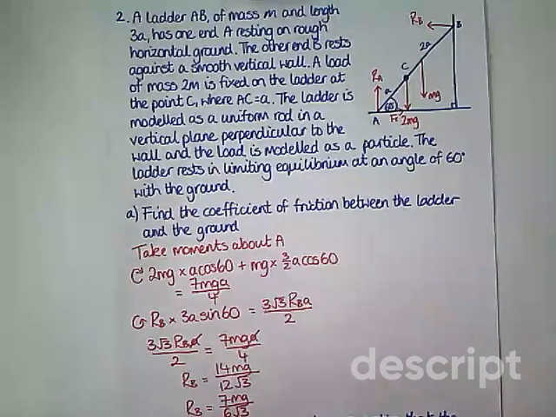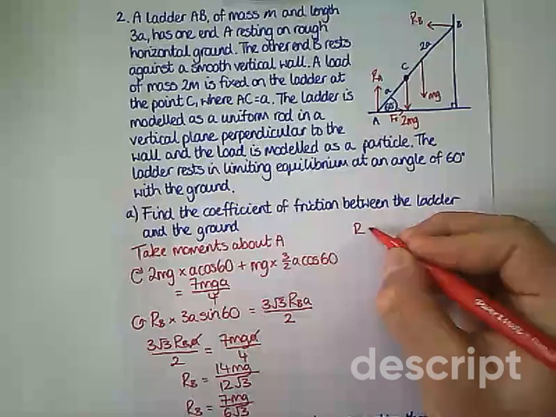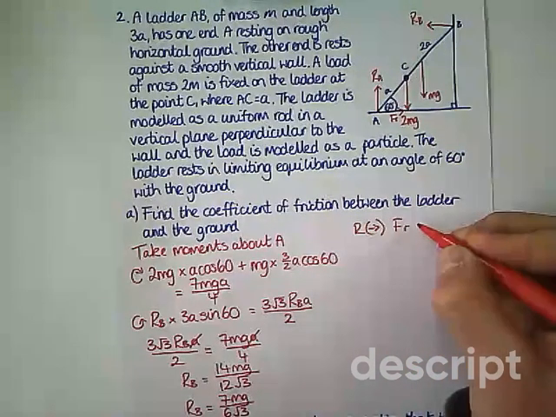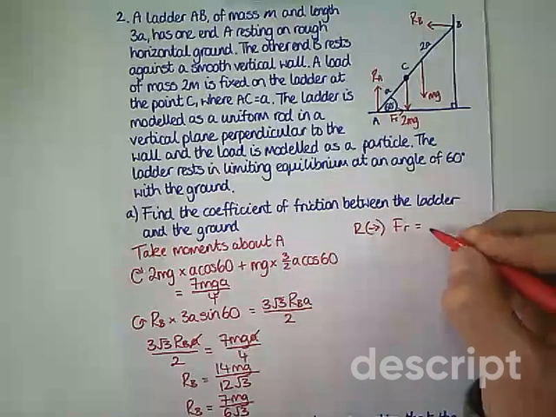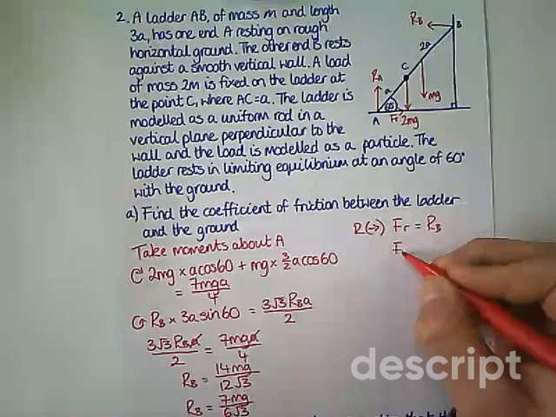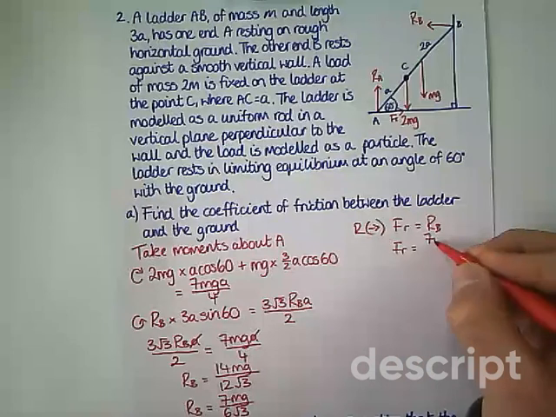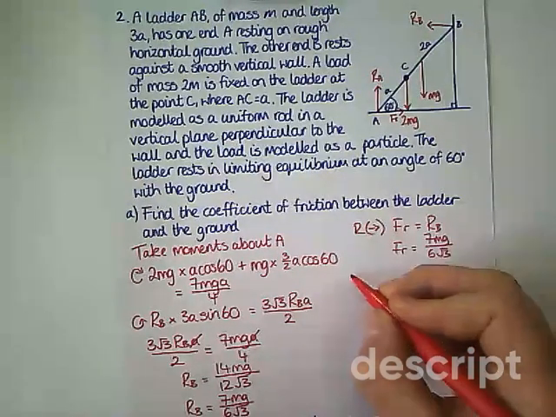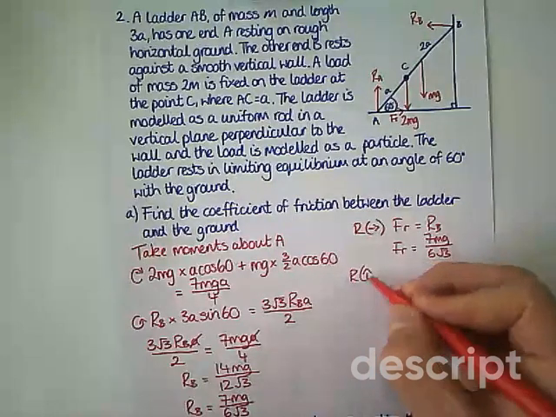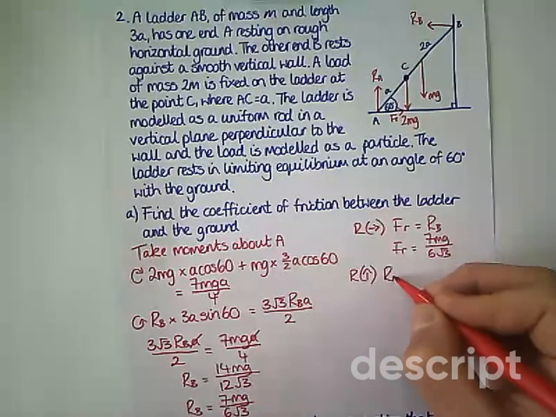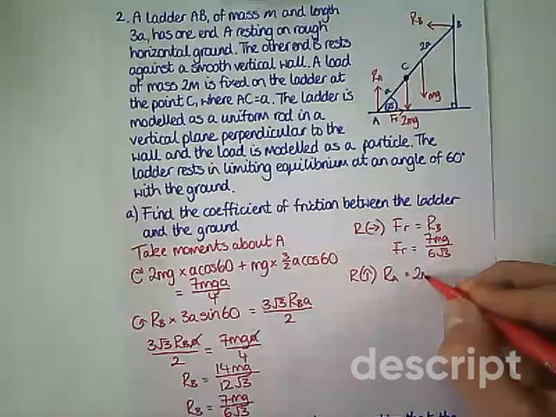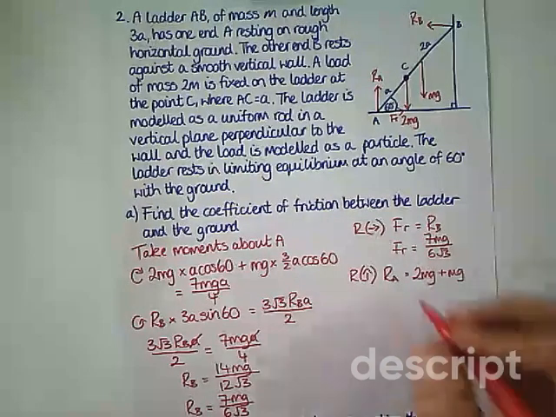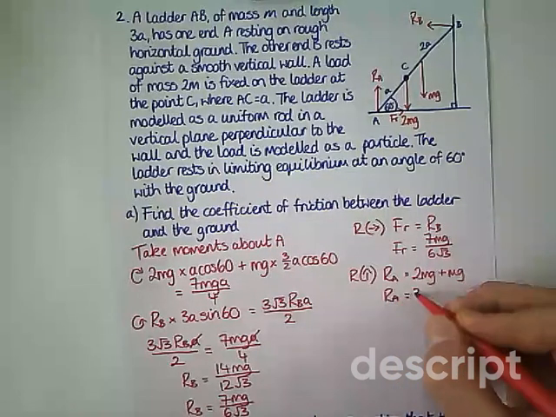So then if we resolve horizontally, we will get that the forces to the right, the friction, must equal the forces to the left, the reaction force at B. So therefore the friction is also 7mg over 6√3. And then resolving vertically, forces going up, which is the reaction force A, must equal all the forces going straight down, which is 2mg plus mg. So the reaction force at A is 3mg.